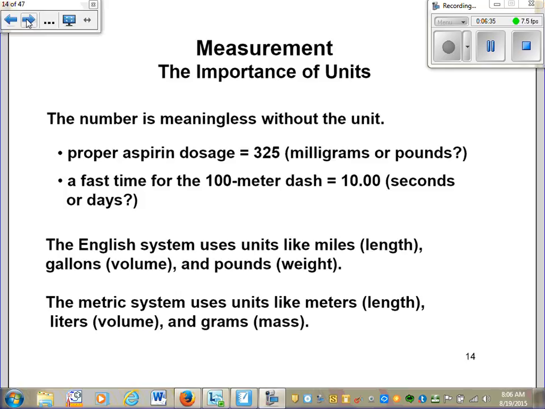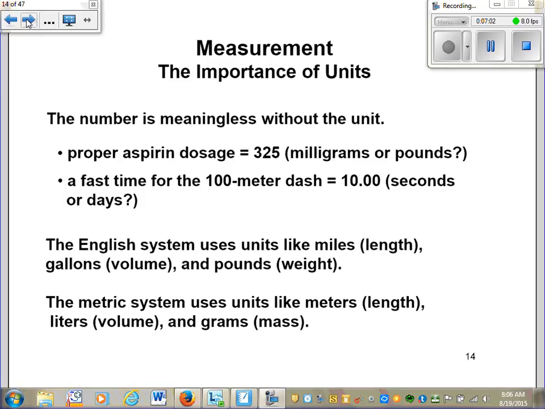Proper aspirin dosage. 325. Do you want to take 325 milligrams or pounds? Well, I'm sure 325 pounds would get rid of your headache. But a fast time for the 100-meter dash: 10.00 seconds or days? Olympic athletes' time, my time. Okay?